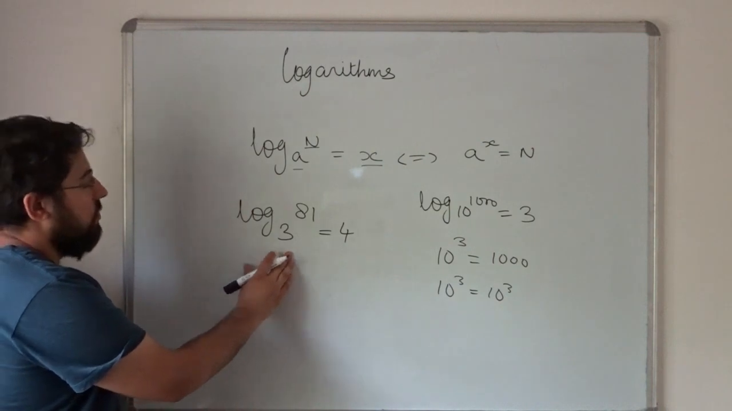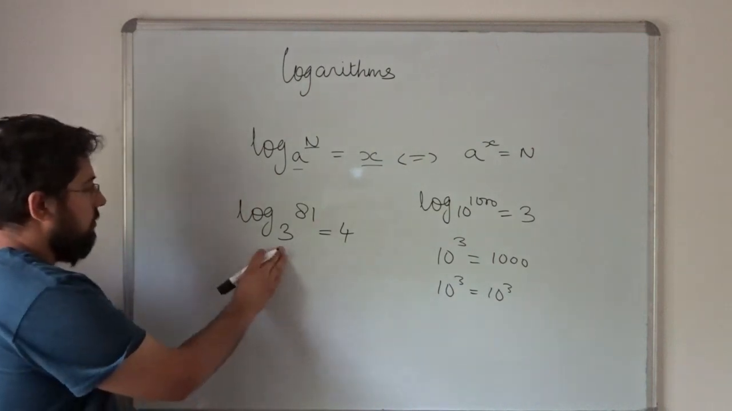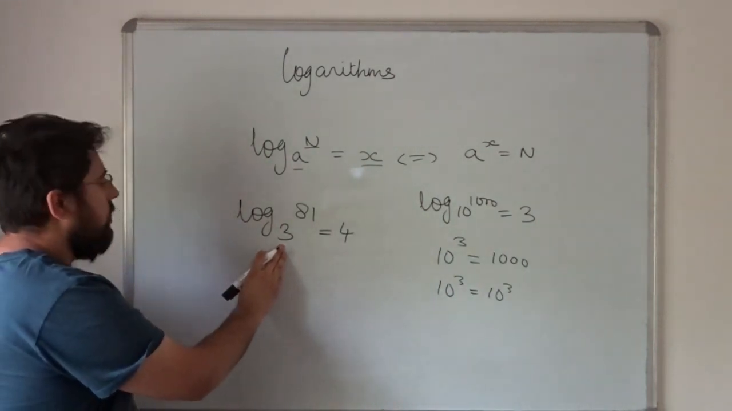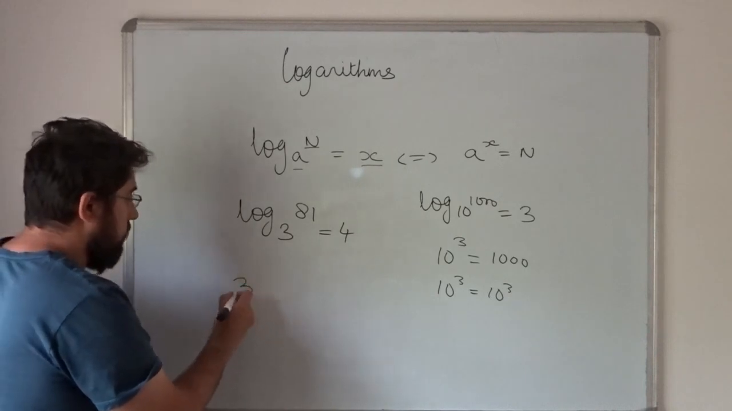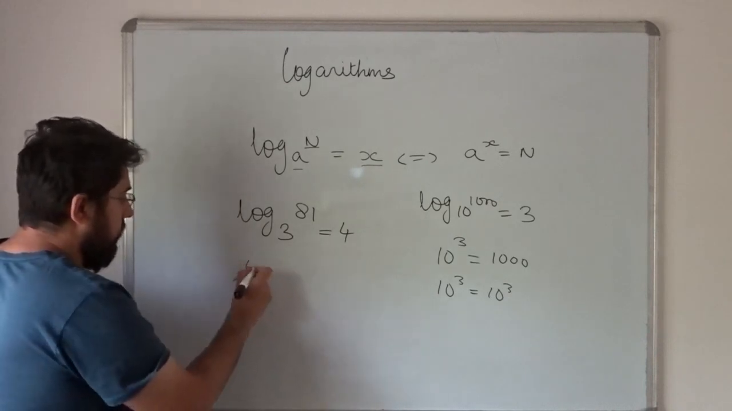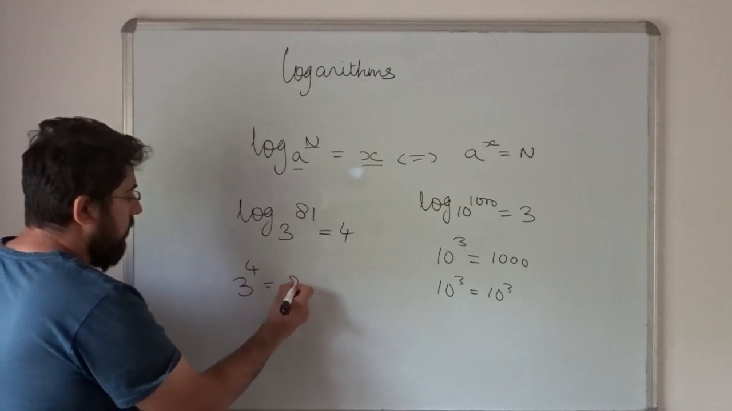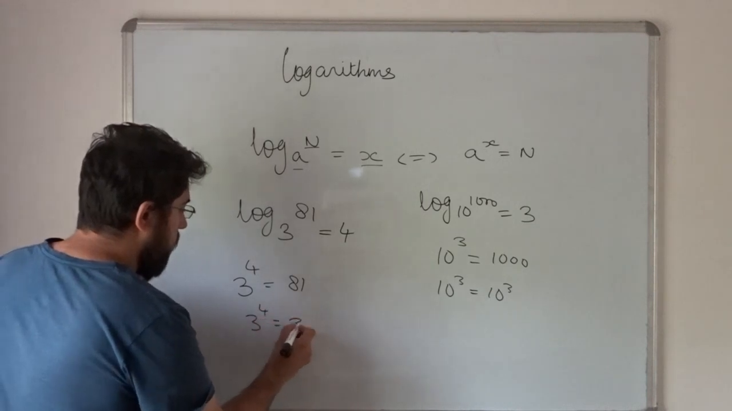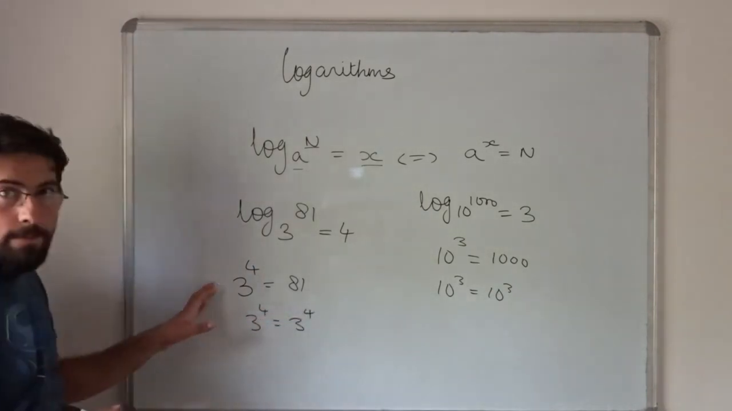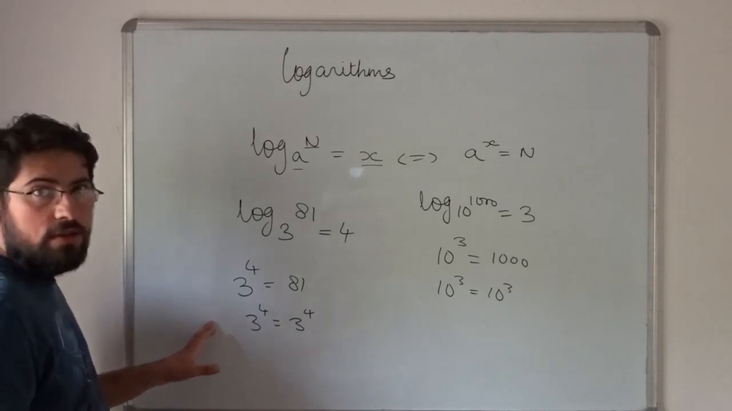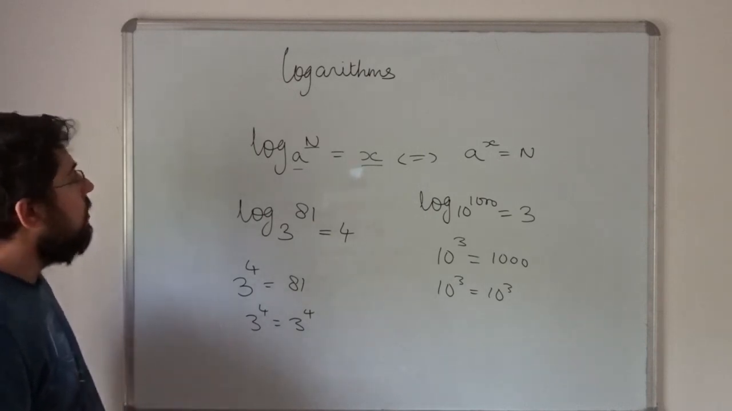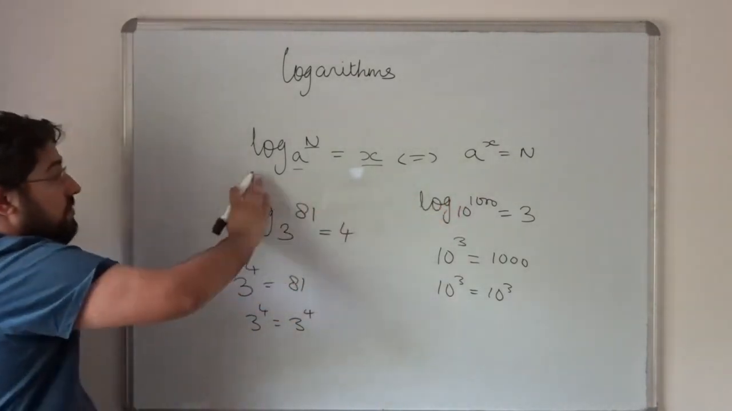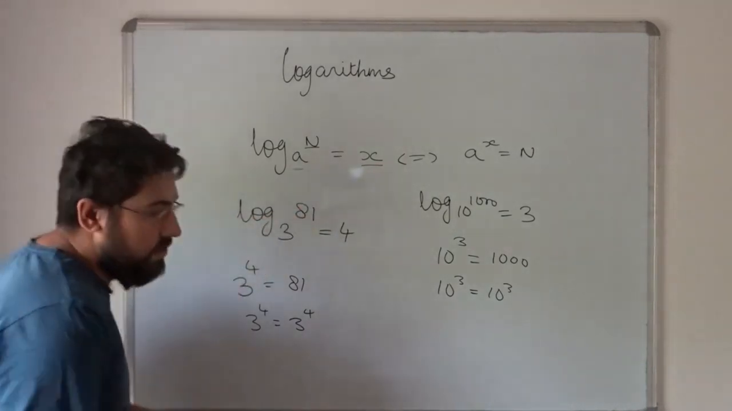Now how are you going to solve this? Basically, this is simple. You have base 3 right here, so this becomes 3, the exponent is 4, and this equals 81. And then you have 3 to the power 4 equals 3 to the power 4. This is how it is, basically. I hope you're keeping that in mind. Just keep that whole thing in mind, and it will become easier.